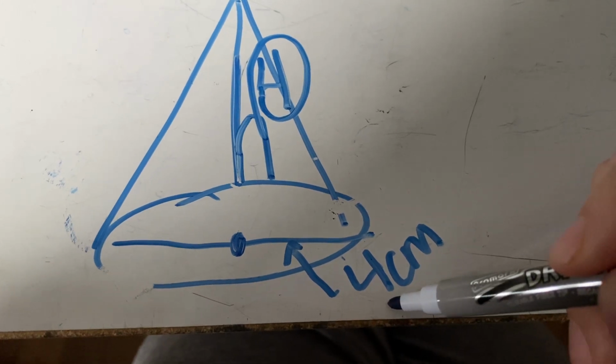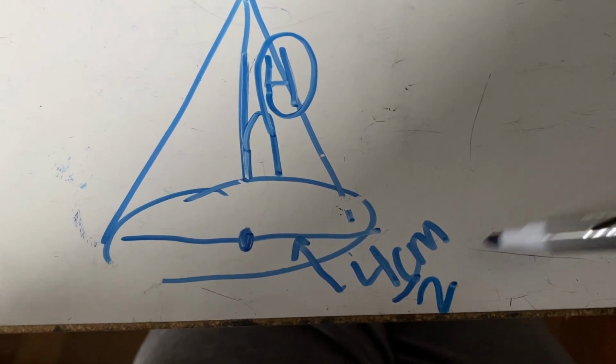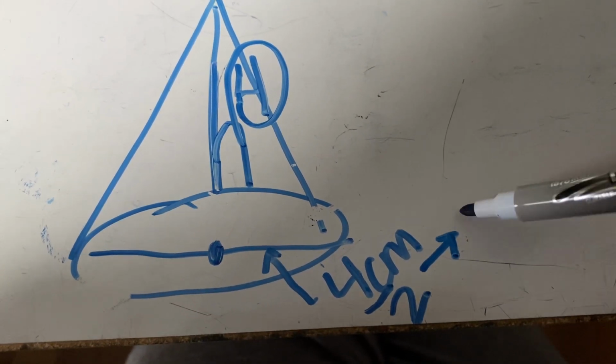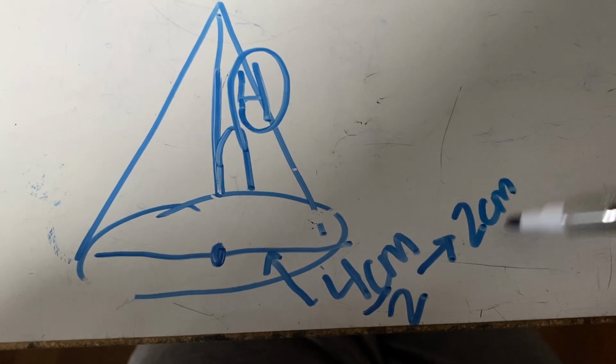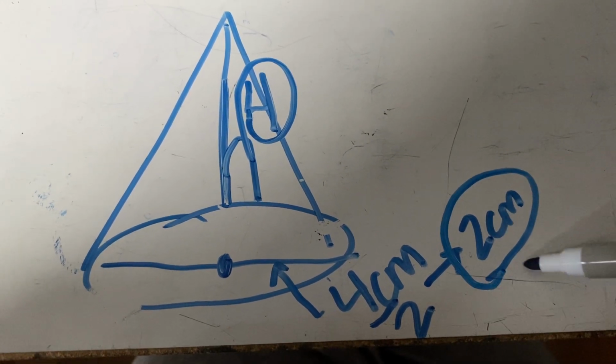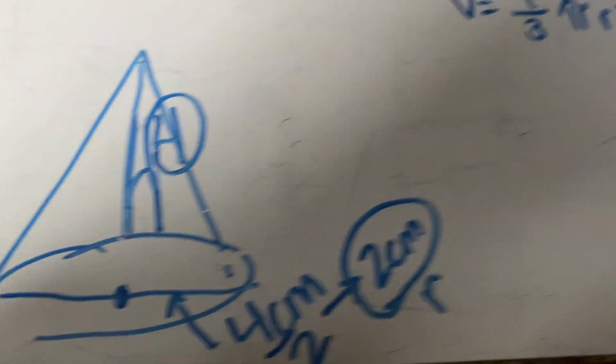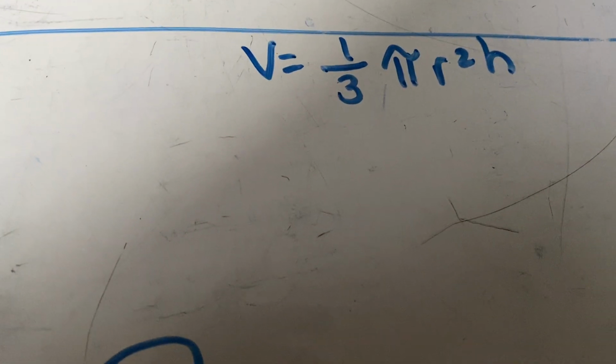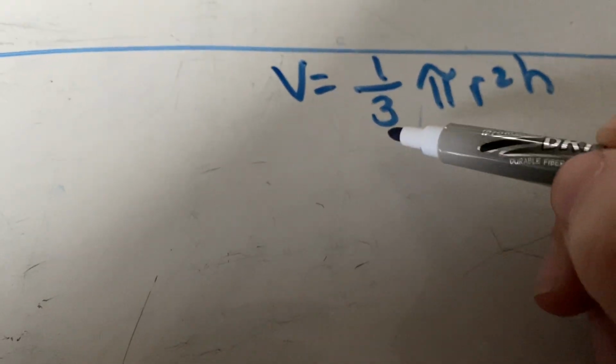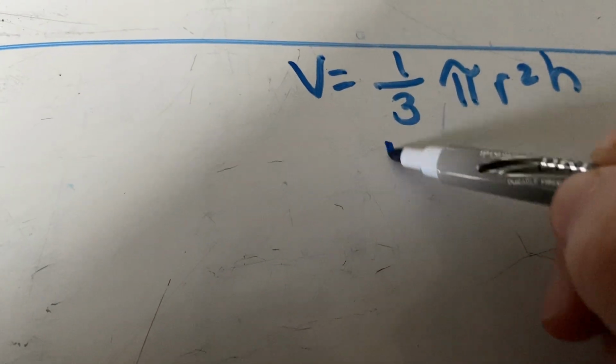So we have to cut this in half. Divide it by 2. Rewrite it. It's 2 centimeters. Do that extra step. This is my R. This is my height. You have to break it in half. Now I am ready to plug it in. Just like we did before, we're going to do exact and round.